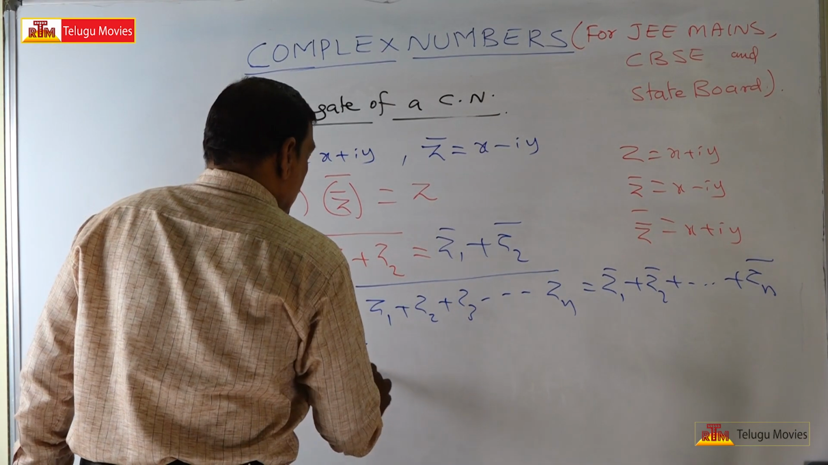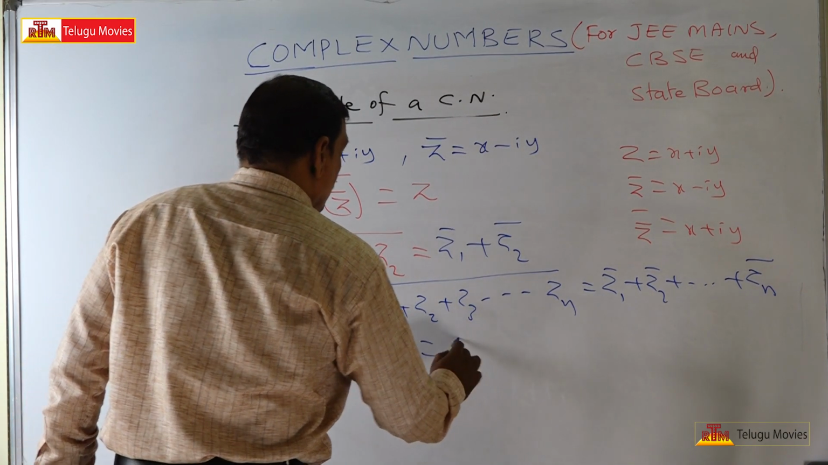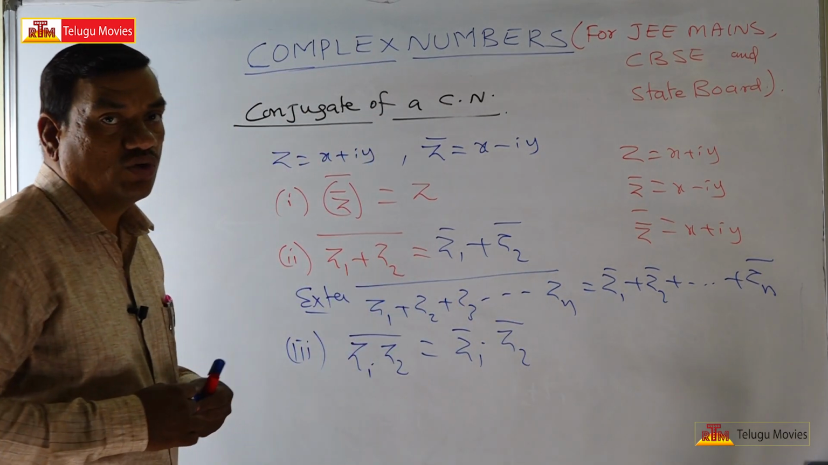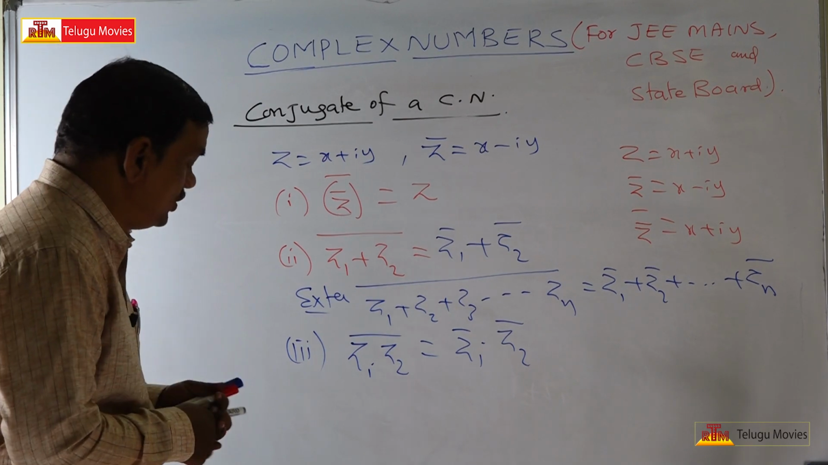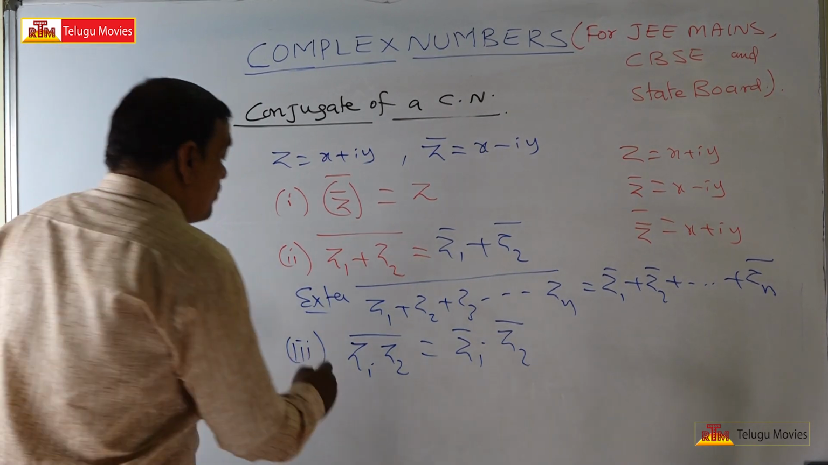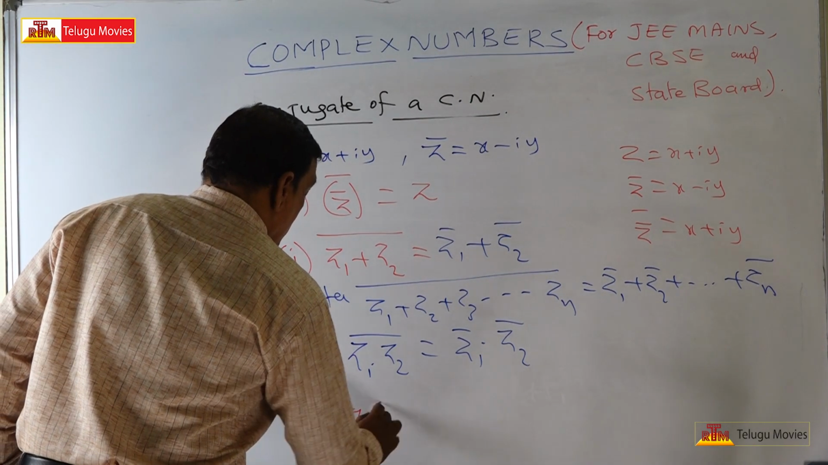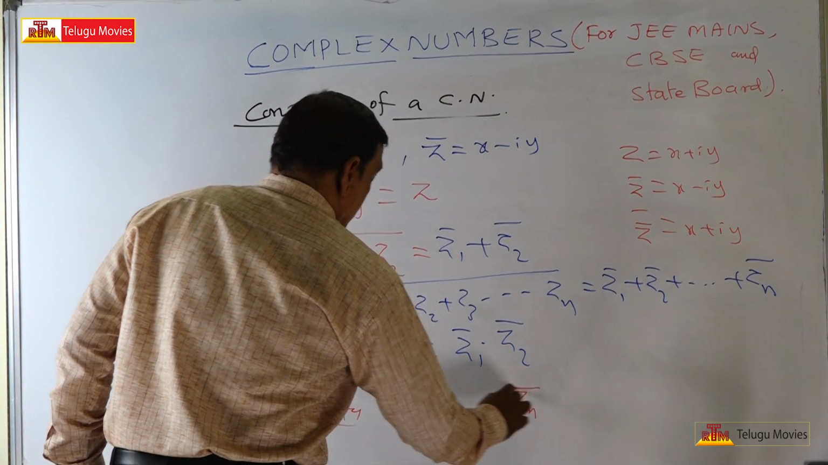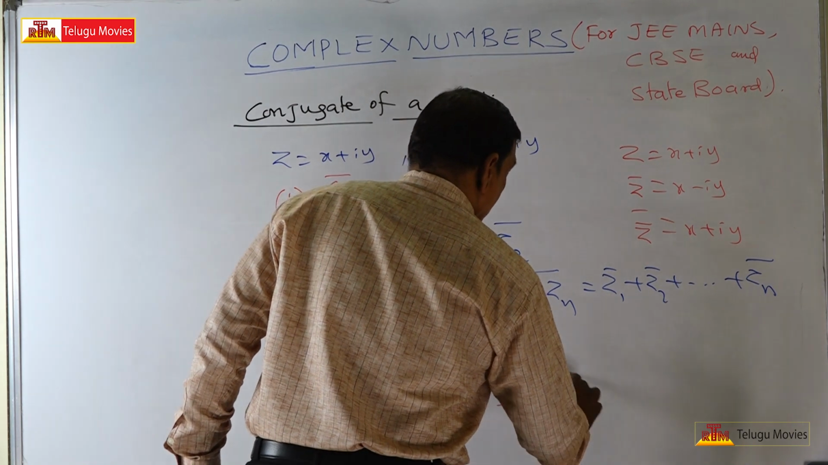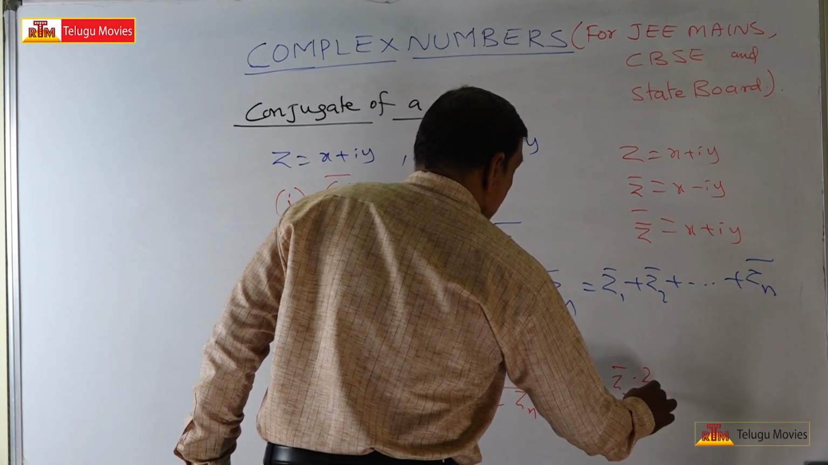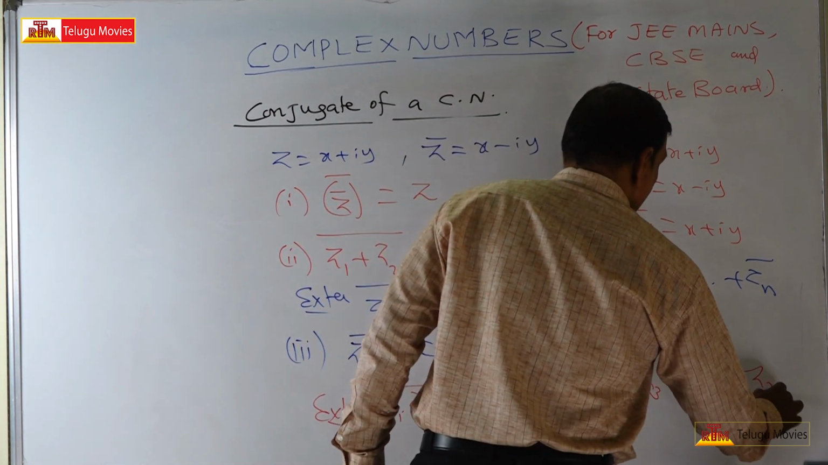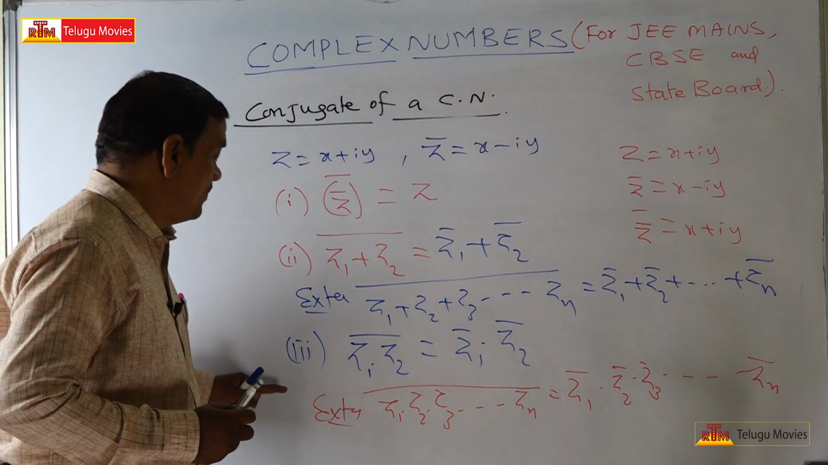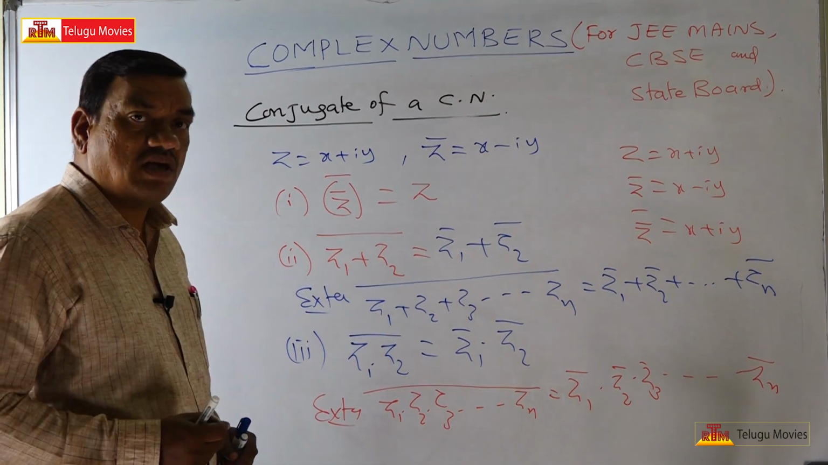The next one: (z1 into z2) whole conjugate is equal to z1 conjugate into z2 conjugate. Now you can extend this to any number of complex numbers. That is, (z1 into z2 into z3 and so on into zn) conjugate is equal to z1 conjugate into z2 conjugate into z3 conjugate and so on zn conjugate. Understand? So these are the main properties. Let us see some more properties.